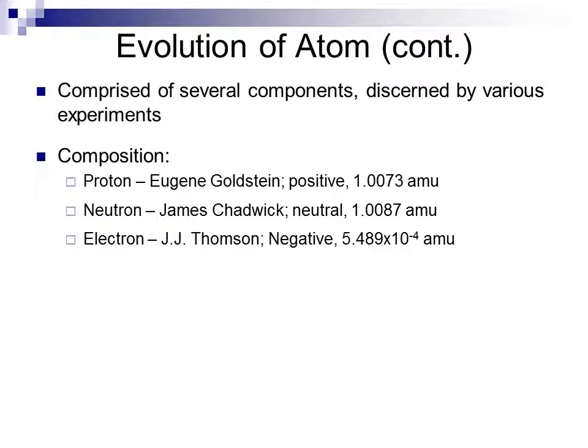So you see the combination of the proton and the neutron makes up the vast majority of the mass of an atom, while the electron contributes only a small amount.